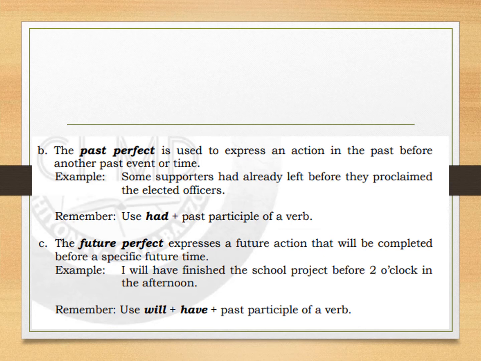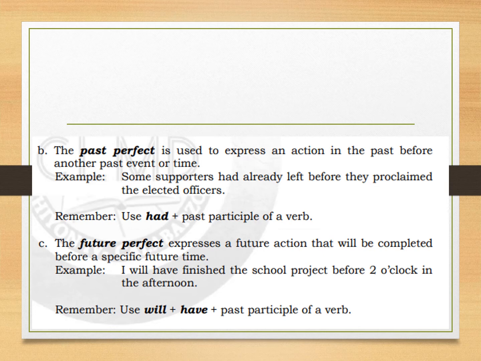Next, for letter B, the past perfect is used to express an action in the past before another past event or time. Example, some supporters had already left before they proclaimed the elected officers. So, we use had plus the past participle of the verb.